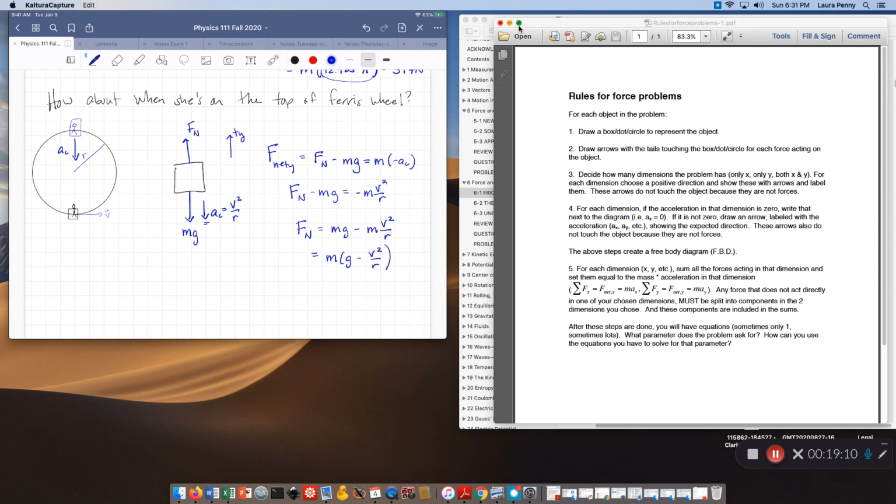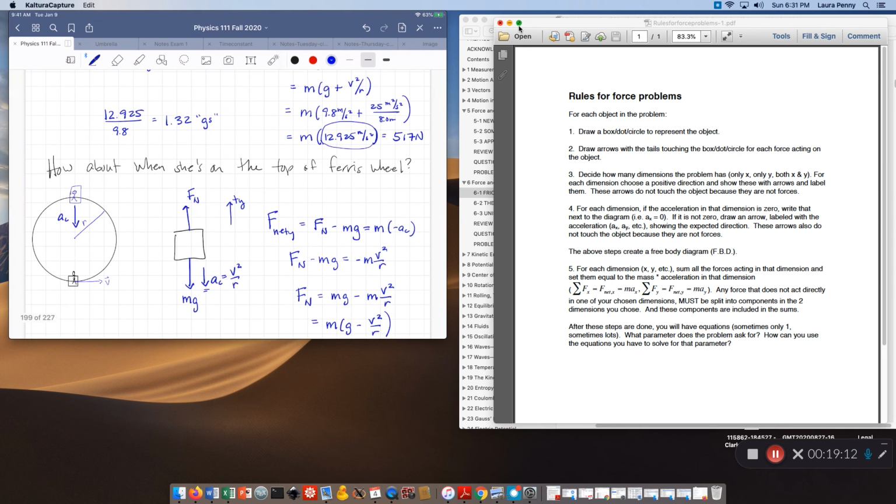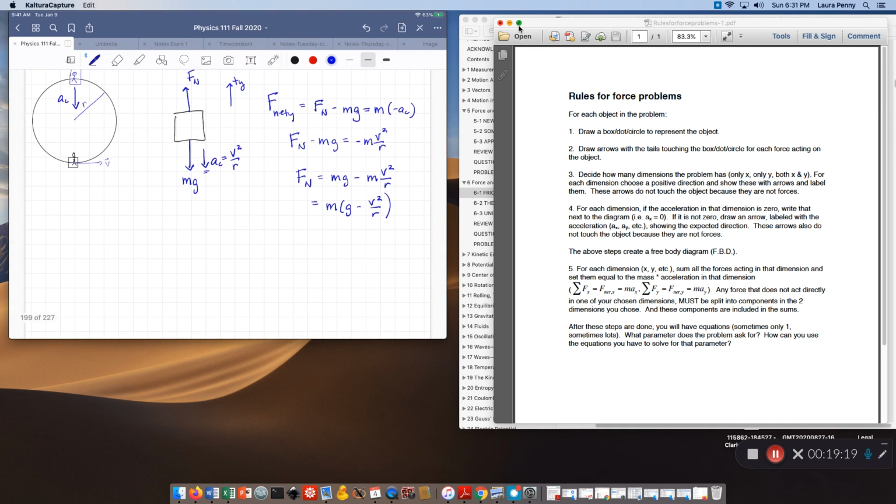So I had an increase in the limitation of the normal force that I had to have at the bottom. Now I'm going to have a decrease. So now I'll have 9.8 subtract 25 divided by 8. And I only end up with mass times 6.675 meters per second squared.